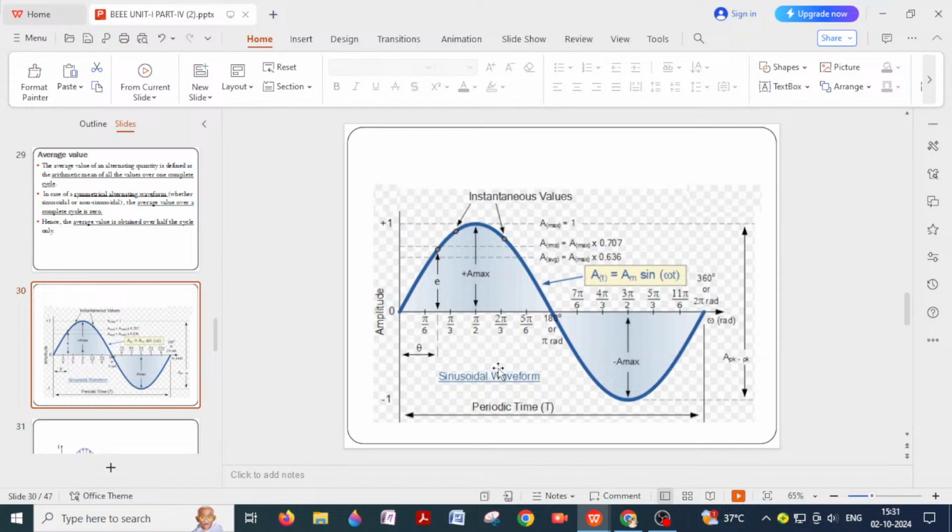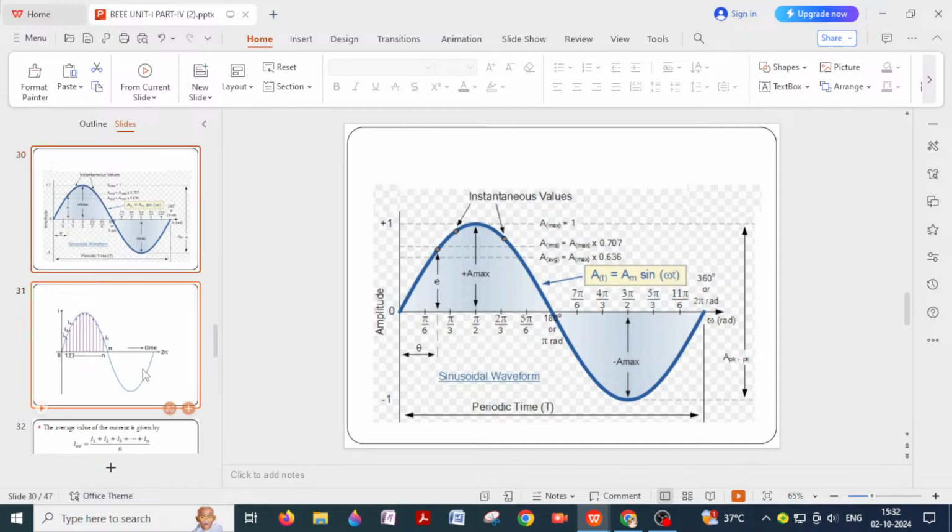Okay then. So here you can see a sinusoidal waveform. It's one cycle, isn't it? One positive half cycle and one negative half cycle is here. So it is one complete cycle. In one complete cycle, if you consider the arithmetic mean of all the values, then that is the average value of this alternating quantity.